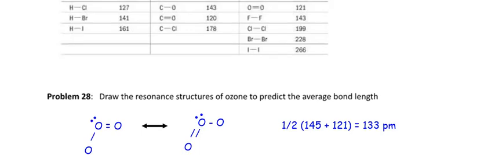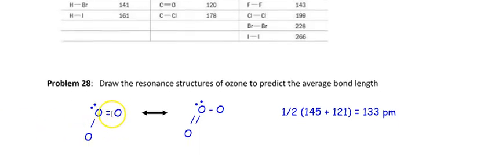So here I have the ozone. Notice how this bond is a double and this is a single and this is a lone pair. So this is my resonance structure. All right, and notice I took the average between the 2 of them. I took 1/2 of the single bond plus the double bond, and it's about 133. So if you actually measure the bond length of ozone, it is not a single bond or a double bond, it is smack dab in between.